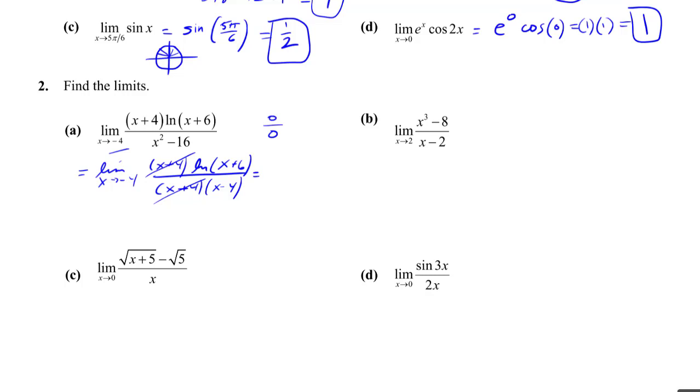And so I would just get the limit as x approaches negative 4 of ln x plus 6 over x minus 4. And if I put in negative 4, I would get ln 2 over negative 8. So there's lots of different ways I can actually write that, but I'll just write it as negative 1/8 ln 2. But that's only one of many possible forms for that. All right.